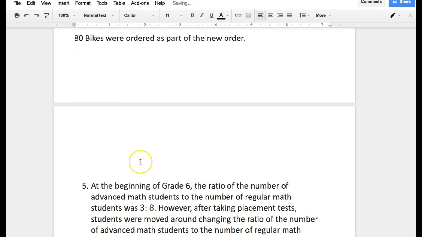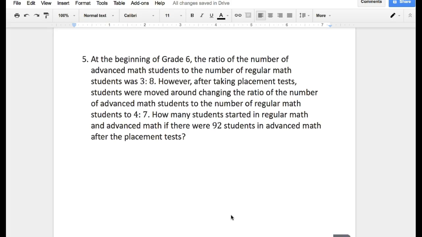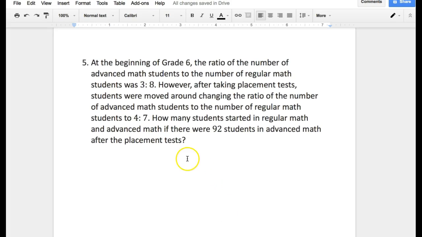Okay, starting with 5. At the beginning of grade 6, the ratio of the number of advanced math students to the number of regular math students was 3:8. However, after taking placement tests, students were moved around, changing the ratio of the number of advanced math students to the number of regular math students to 4:7. How many students started in regular math and advanced math if there were 92 students in advanced math after the placement test?